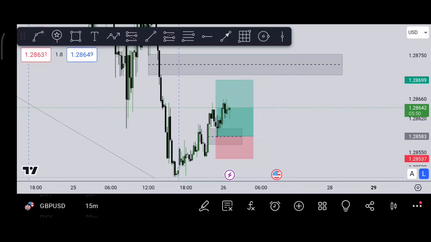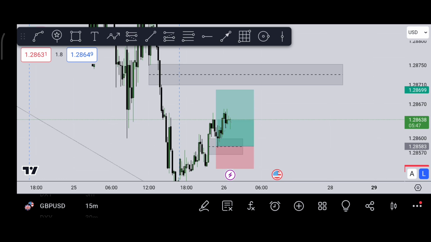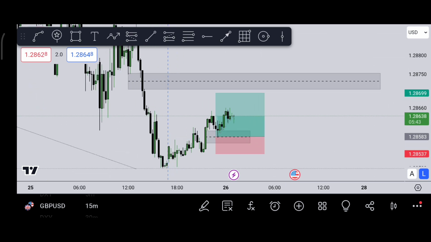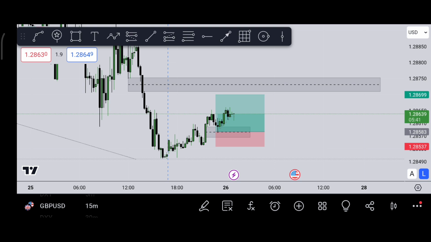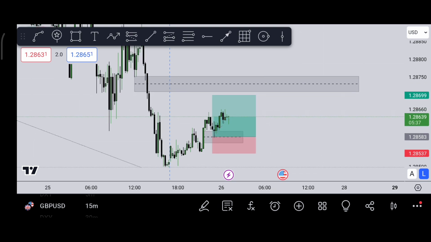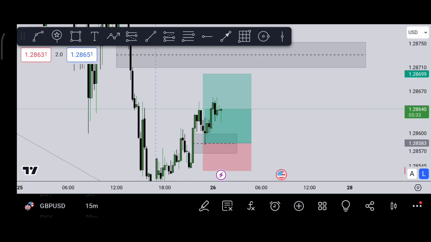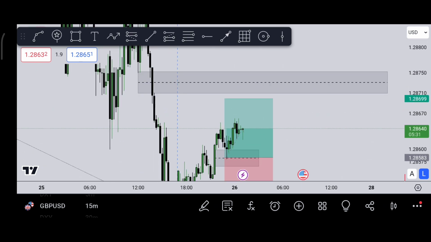So in today's video I'm going to be showing you how I use my confirmation entry. As you can see here, this is a trade I took. On this trade, as you can see, I'm taking it on the 15 minutes, because that's the lowest time frame I can take my trades on. I don't go below the 15 minutes.